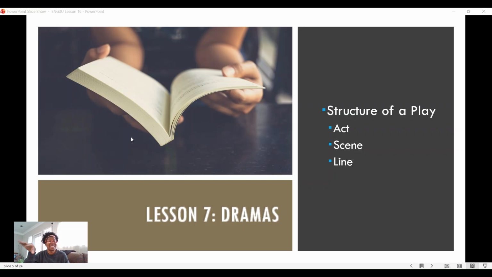The difference between an aside and a soliloquy: an aside is where we see the characters speaking to themselves, so we can get an inside track of what they're thinking, but they're really talking to themselves. Whereas a soliloquy is that character talking directly to the audience. We still get an inside track into that character's mind, but one is talking to themselves, and the other is the character talking to the audience.